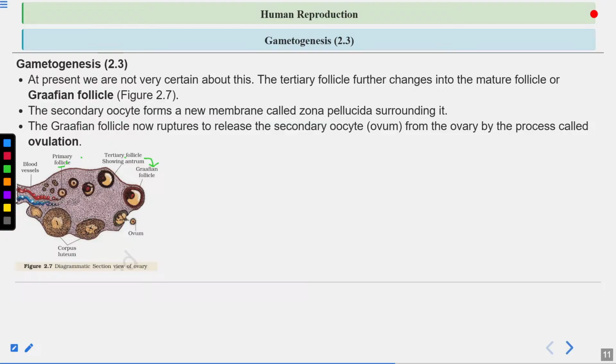And again, the primary oocyte within the tertiary follicle will complete its first meiotic division to form the secondary oocyte. Secondary oocyte is present in the Graafian follicle. Now this Graafian follicle will rupture due to an LH surge, and when it ruptures, it will release the secondary oocyte. Now the remaining part of the Graafian follicle transforms into the corpus luteum. This corpus luteum acts as a temporary endocrine gland and it secretes progesterone.